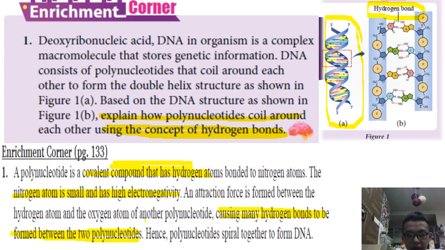A polynucleotide is a covalent compound that has a hydrogen atom bonded to the nitrogen atom. The nitrogen atom is small and has a high electronegativity. An attraction force is formed between the hydrogen atom and the oxygen of the other polynucleotide, causing many hydrogen bonds to be formed between two polynucleotides. So the polynucleotides will spiral together and form a DNA.